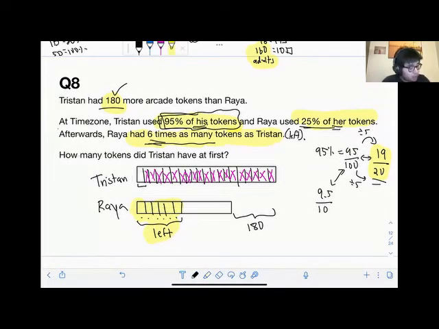And now we know, right, na if Raya had 6 boxes left and she used 25% of her tokens, then 6 boxes is 75% of Raya. So kung 6 boxes ay 75% ni Raya, ano po yung 100% ni Raya?